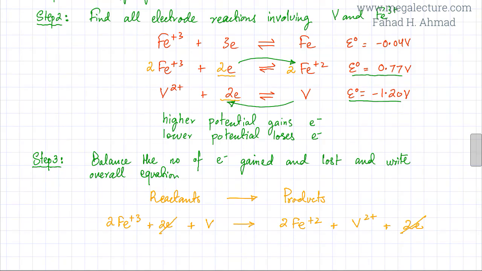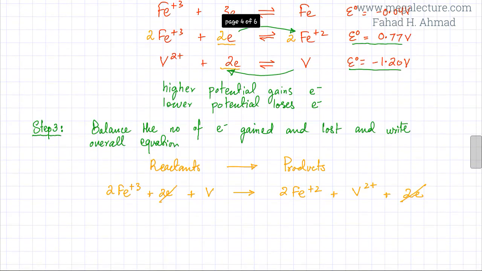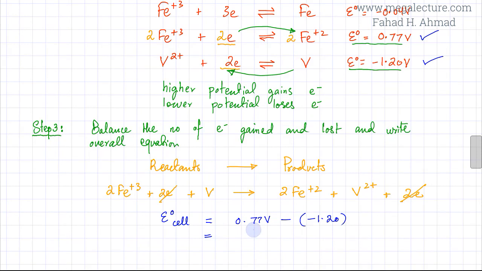I will also try to calculate the overall E0 cell for this reaction. E0 cell is higher potential minus lower potential. If you look at the two half electrode reactions, the higher potential is 0.77 volts, the lower potential is minus 1.20 volts. So it's going to be the difference, higher potential minus lower potential, or 0.77 volts minus the lower potential, which in this case is minus 1.20 volts. And the answer that I'm going to get is 1.92 volts. So my answer comes out to be 1.92 volts.